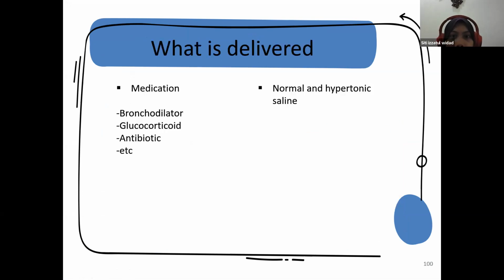Next. So what can a nebulizer deliver? Apart from bronchodilator and glucocorticoid, it can also deliver antibiotic and of course normal and hypertonic saline.